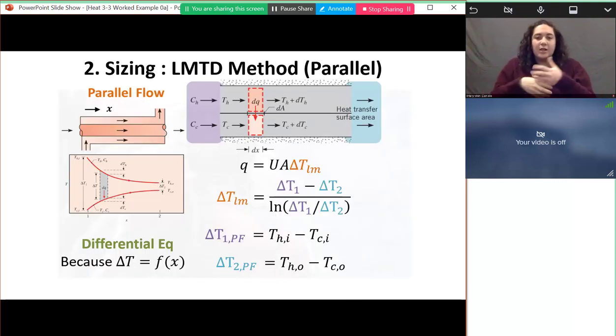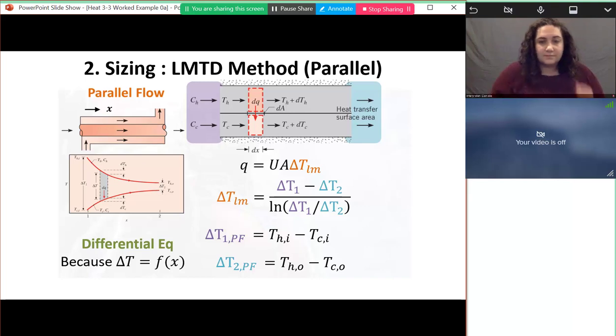We also know we're going to use the log mean temperature difference method. So I'm going to start with a parallel configuration. So here I have equations for the heat transfer, which looks like Newton's law of cooling, but instead of multiplying by delta T, we multiply by the log mean temperature difference. And now I have an equation for the log mean temperature difference where I have delta T1 minus delta T2 divided by the natural log of delta T1 divided by delta T2.